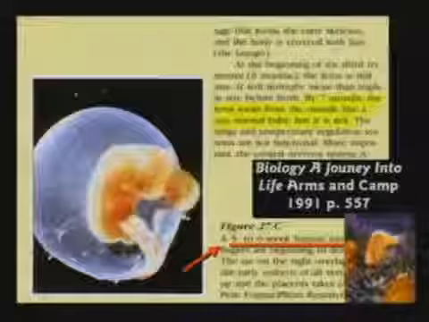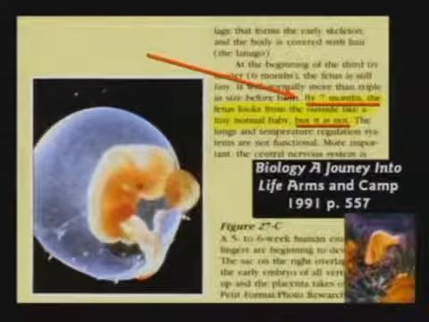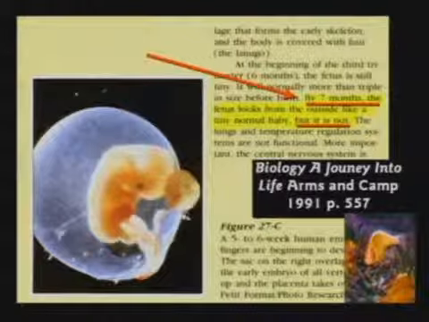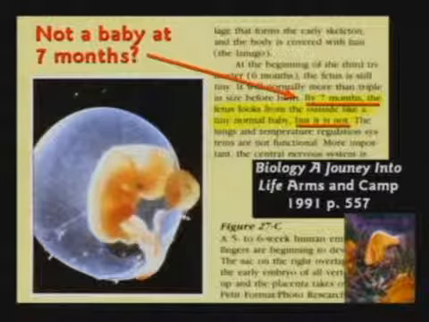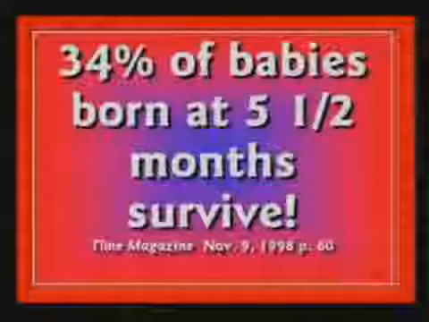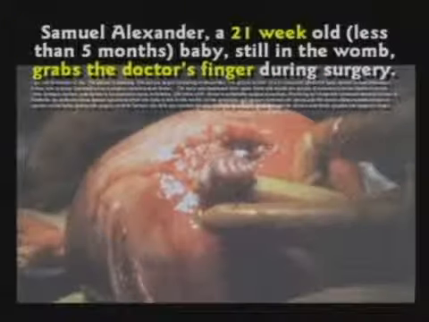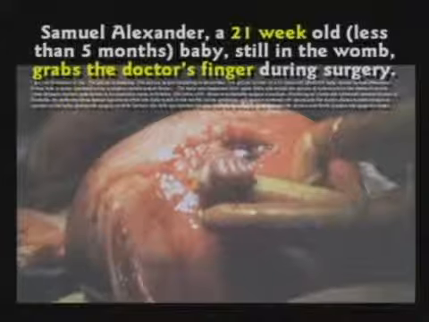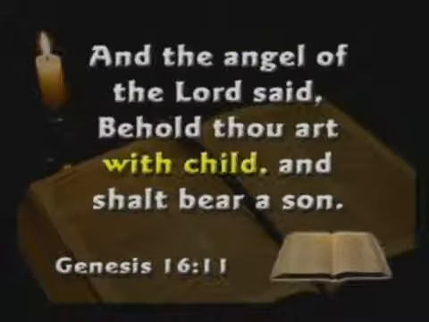This textbook says we have a 5 to 6 week human embryo. Then it says by 7 months, the fetus looks from the outside like a tiny normal baby, but it's not. It's not a baby at 7 months. Hello? It's a human at conception. 34% of babies born at 5.5 months will survive. There's a 21-week-old baby in development holding a doctor's finger while he did surgery on the baby before it was born. The angel of the Lord said, behold, thou art with fetus. No, I believe he said you're with child.